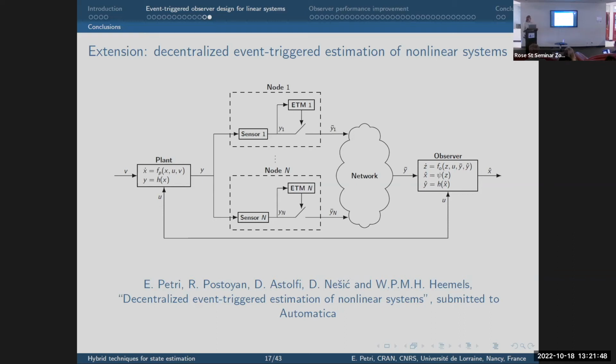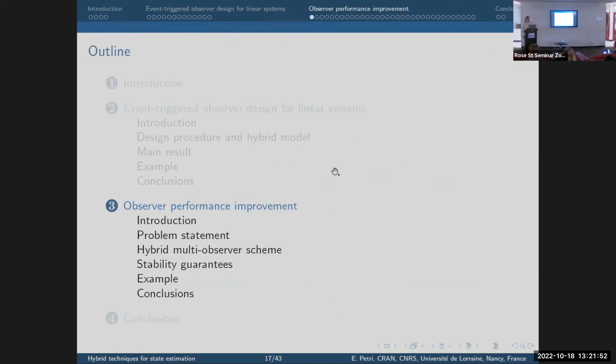I can continue with the second part. Thanks for the questions. So the second part, we use hybrid techniques for an observer performance improvement purpose.